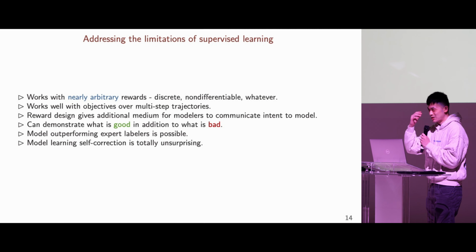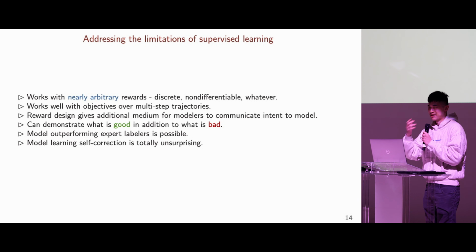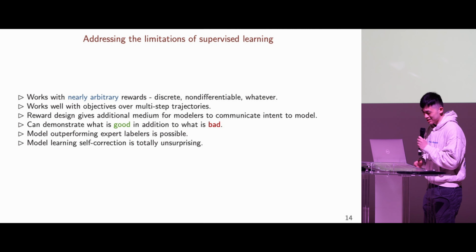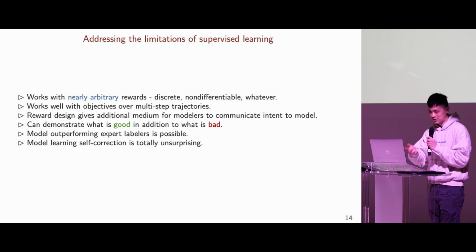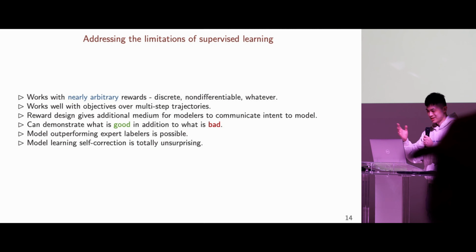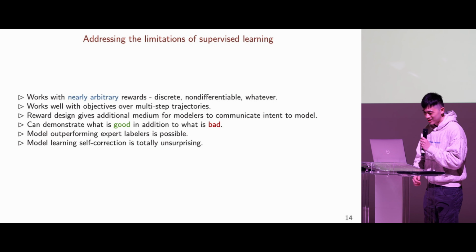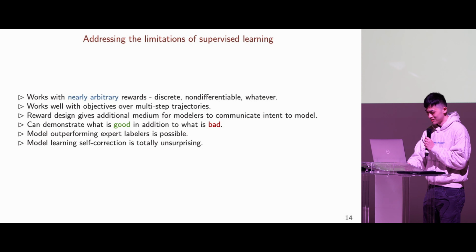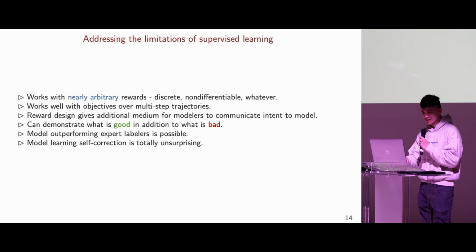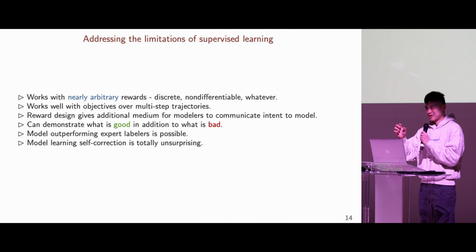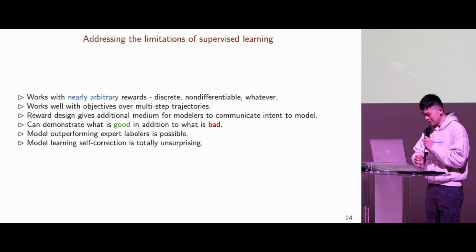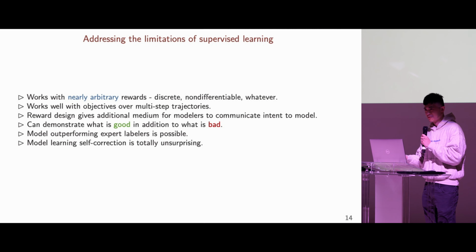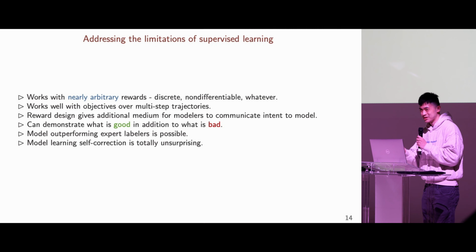So you can come up with your favorite reward function in a very human way, and just tell the model what you want. You can demonstrate what's good in addition to what's bad. The model outperforming the actual humans is very possible and has been done. And the model learning self-correction is totally unsurprising, right? You might have seen examples of RL on a car environment. It goes onto the grass and self-corrects and goes back on the track because it continues to receive a reward. So O1, R1 style self-correction in the LLM space is probably expected.